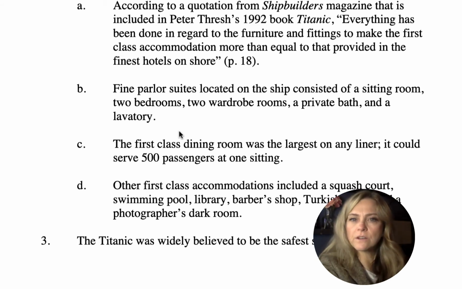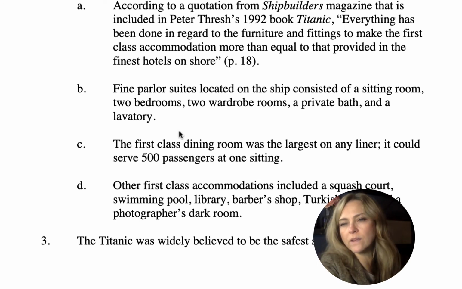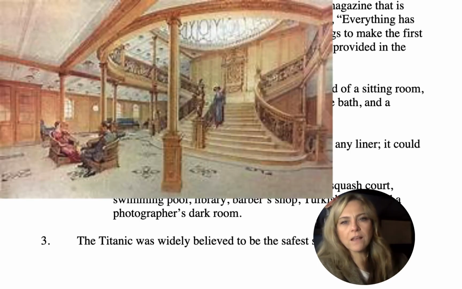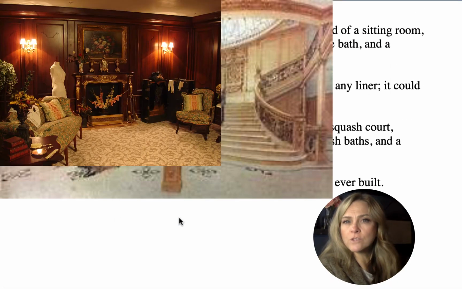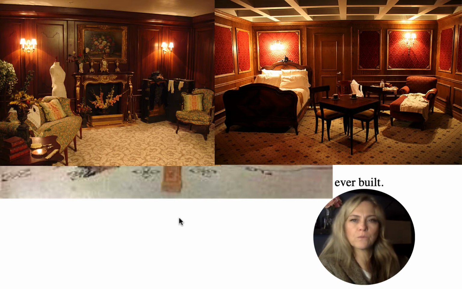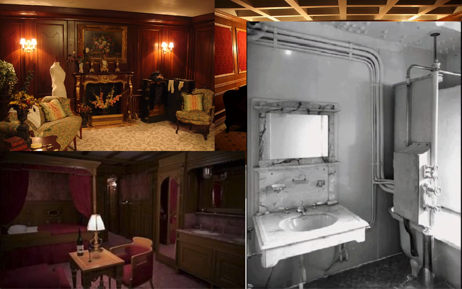You say, from my research, I learned that everything that was done with regard to the furniture and the fittings was designed to make the first class accommodation equal to that of the finest hotels. Suites on the ship consisted of a sitting room, 2 bedrooms, 2 wardrobe rooms, a private bath, and a lavatory.